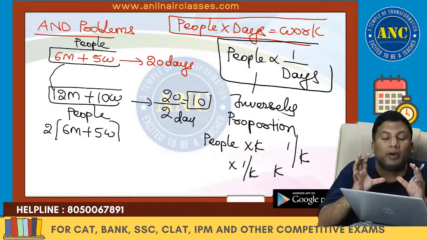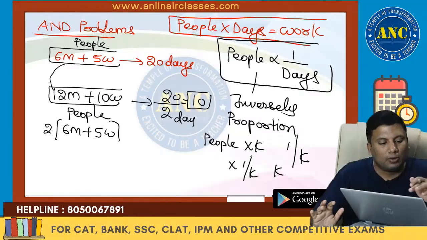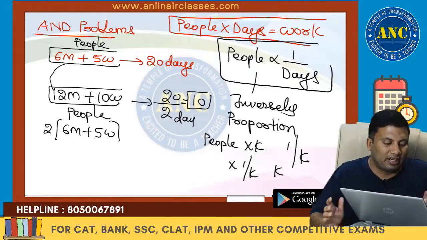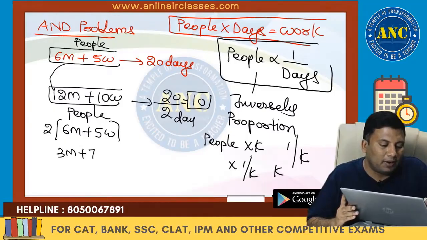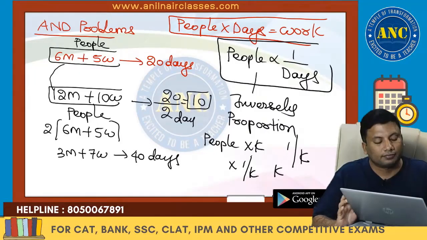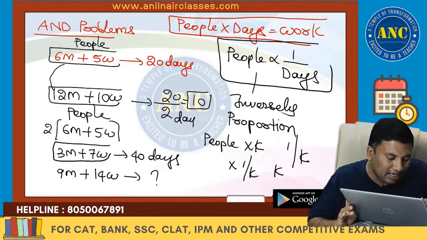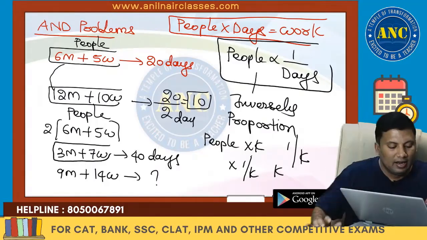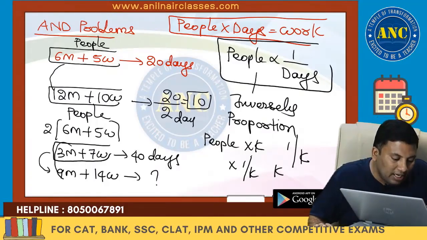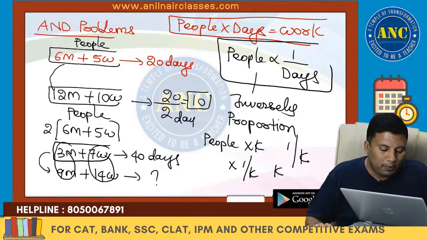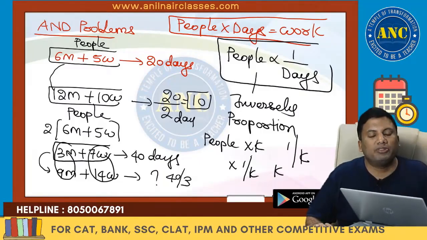I hope the idea is clear. Consider these men and women who are working together as people. So people has become double. If people become k times, days will become 1 by k times. Suppose it is 3m plus 7w, it is 40 days. Then 9m plus 14w, how many days? Men is becoming 3 times, but women is not becoming 3 times. So please don't take 40 by 3.